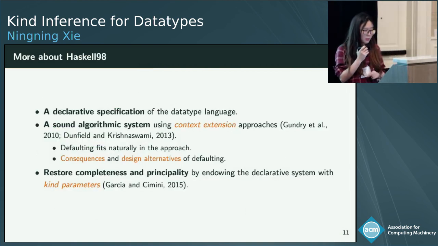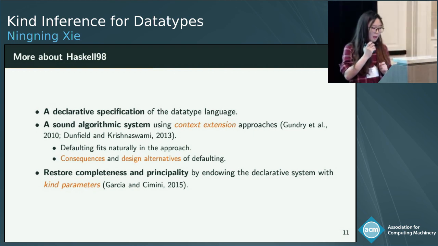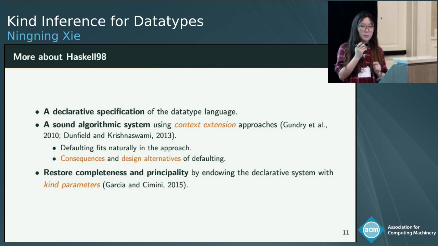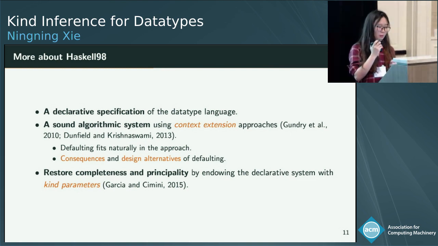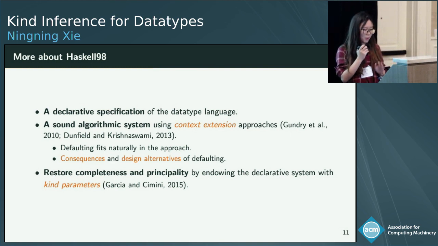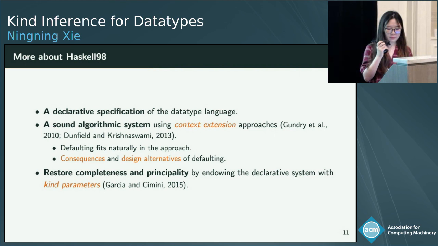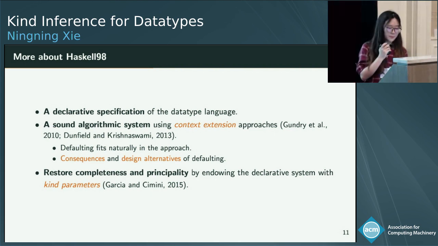Our paper includes more about Haskell 98, including a declarative specification of the data type language, and a sound algorithmic system using the context extension approach. We show that defaulting fits naturally in this approach. We also discussed consequences and design alternatives of defaulting and showed how to restore completeness and principality using kind parameters. This concludes our Haskell 98 system.